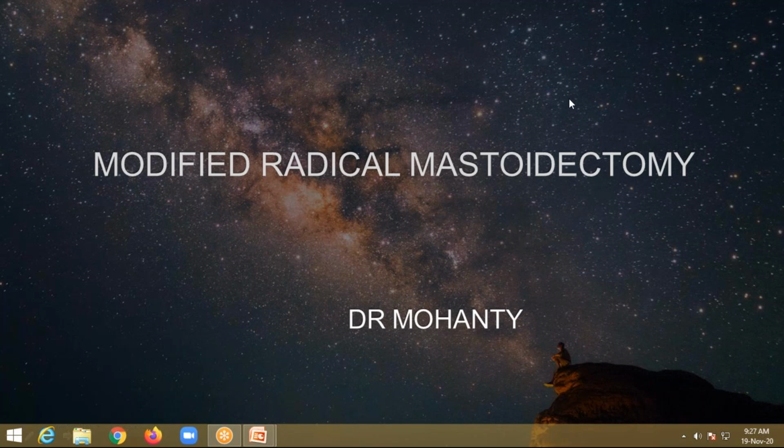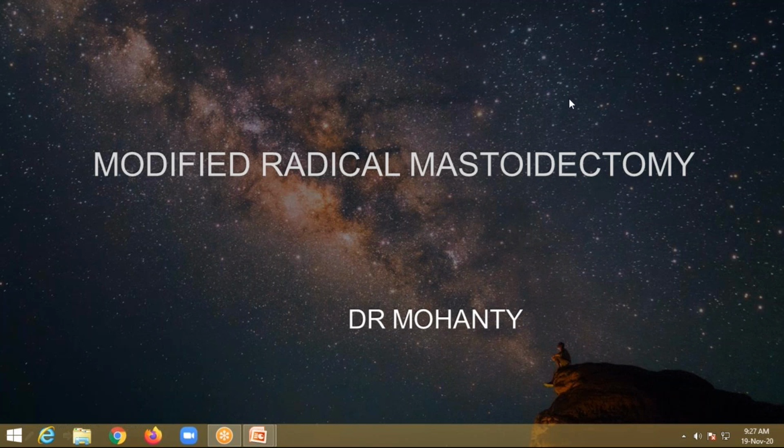Okay. So, today we'll be dealing with another surgery, that is modified radical mastoidectomy. So, as you know, mastoidectomy means exenteration or opening the mastoid and removing all the diseased air cells. Radical mastoidectomy is a classical operation which is reserved for cholesteatoma.